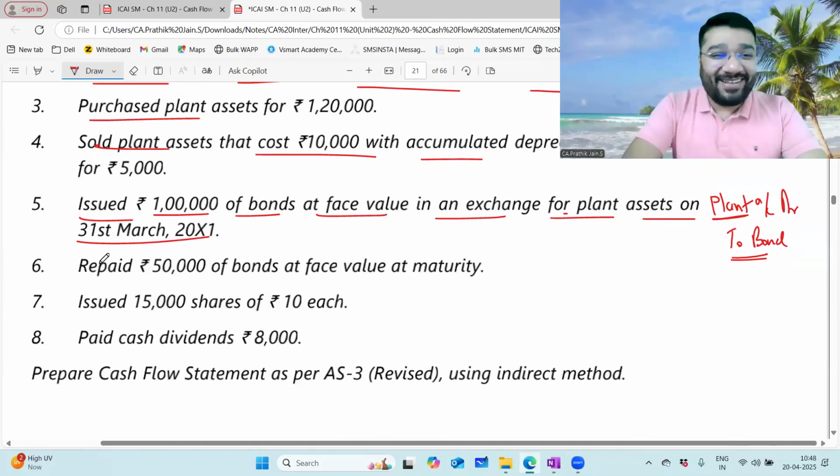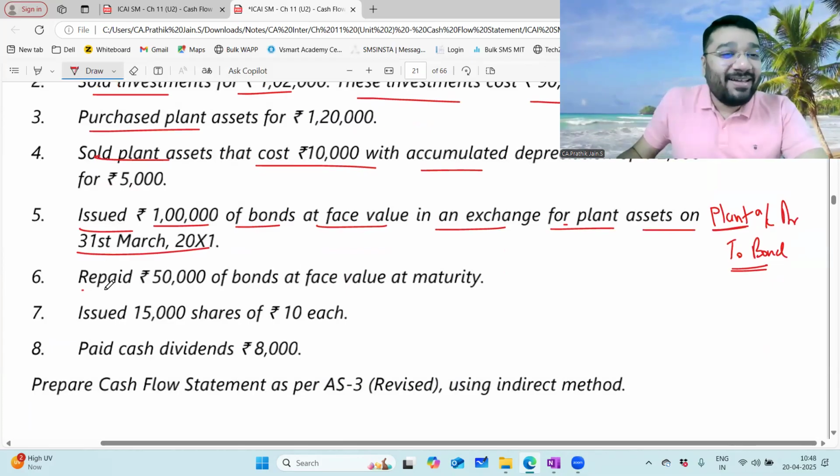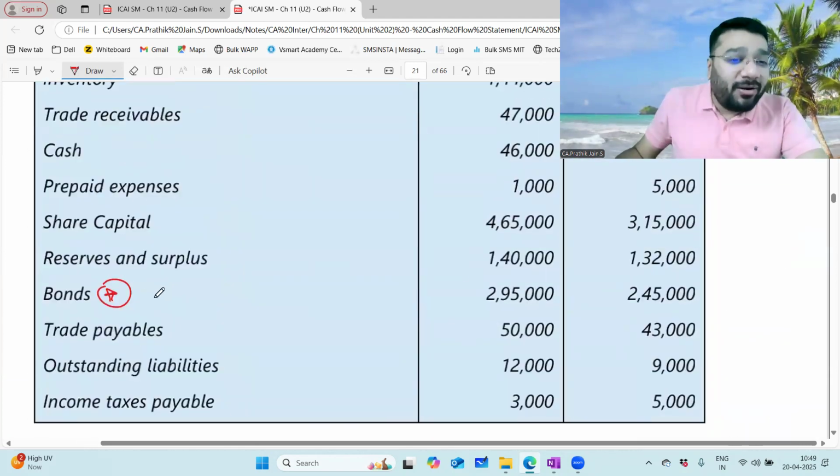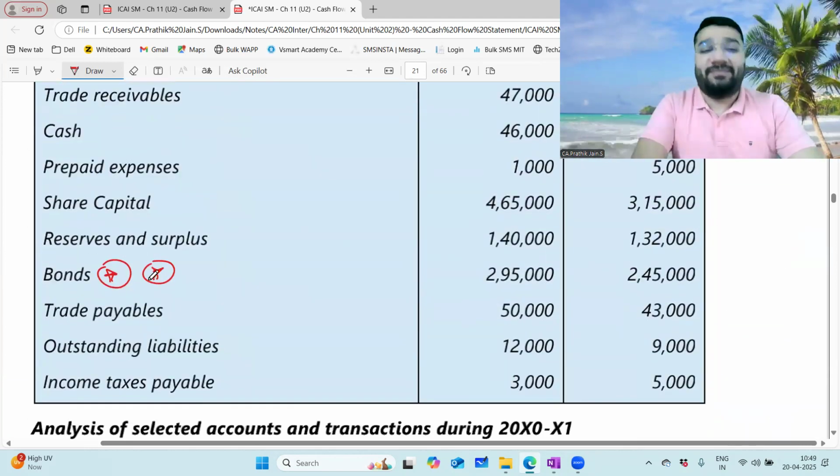James Bond. No, Kritin? Now, repaid 50,000 of bonds at face value at maturity. So one more star mark for bonds.